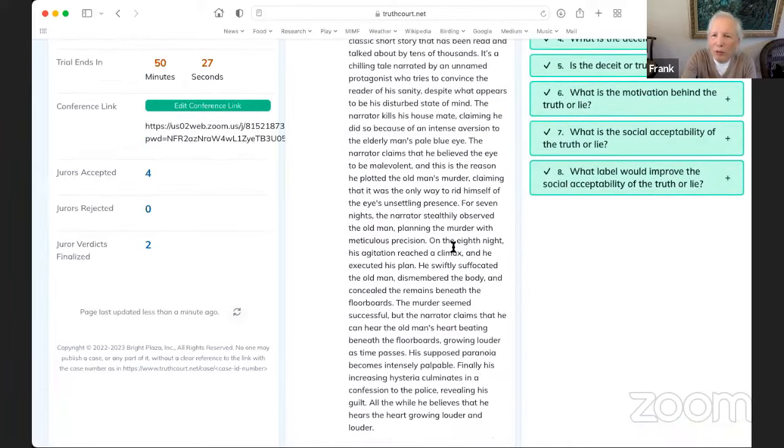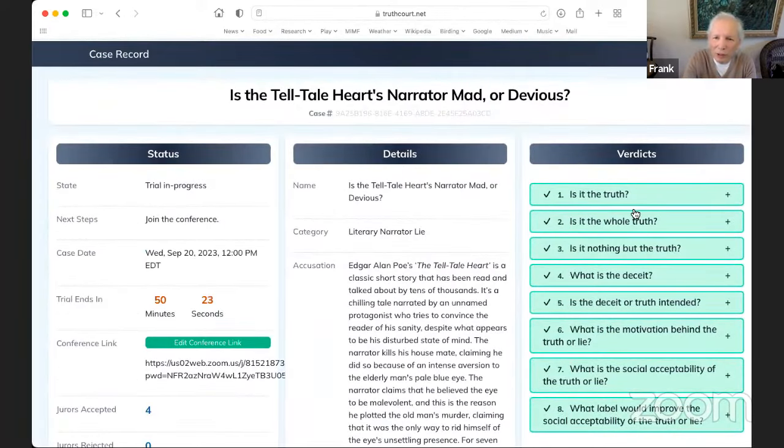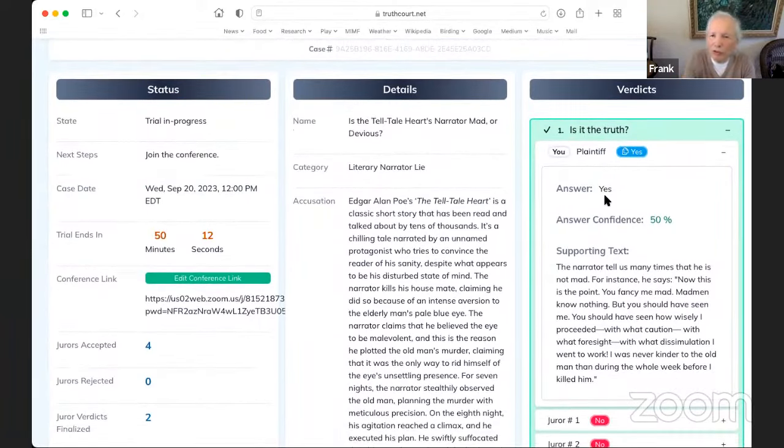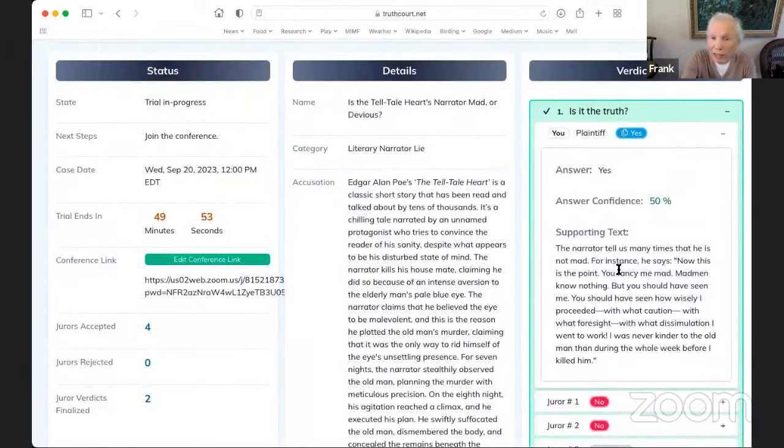All right, so I'm going to go over to the verdict section here, and I'm going to go through my answers to that question. And remember, the question is, he's reliable and in control of his faculties. My answer to the first question, is it the truth? I'm saying yes. Notice I'm only 50% sure because I don't think it's a popular view, but it is a defensible view, I believe, because I'll show you from my quotes in the text. This is why I think that he is in control.